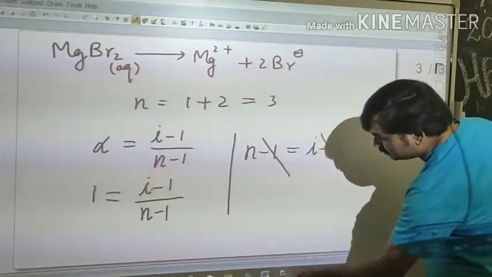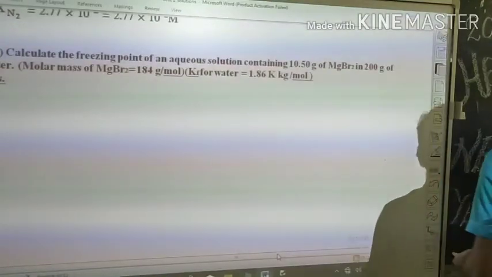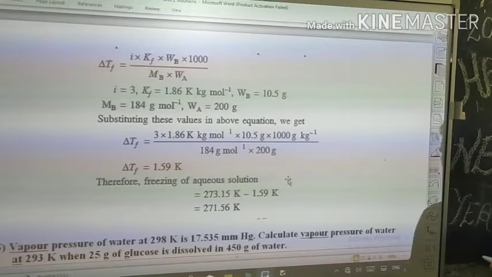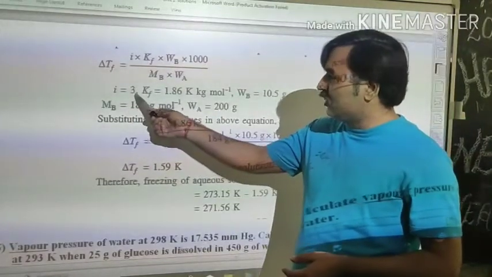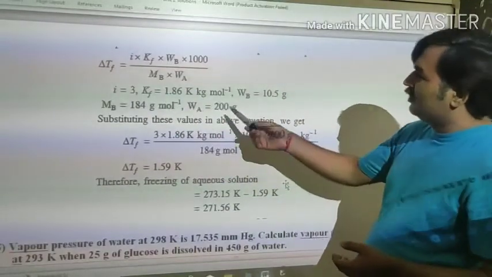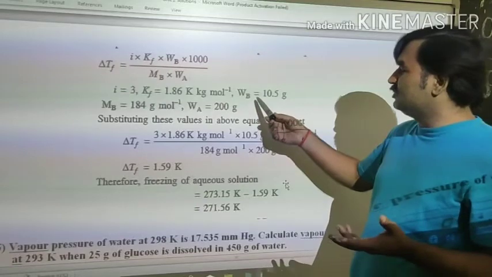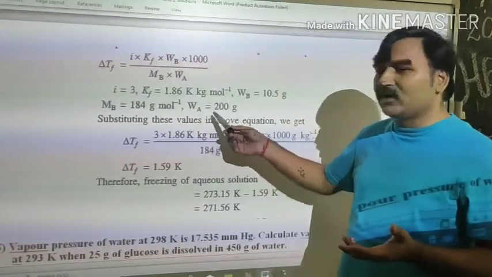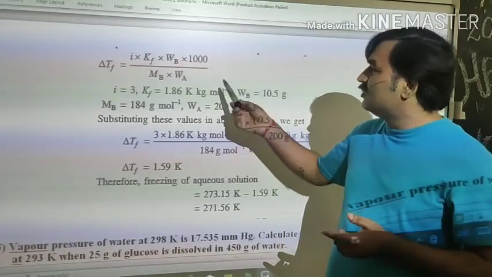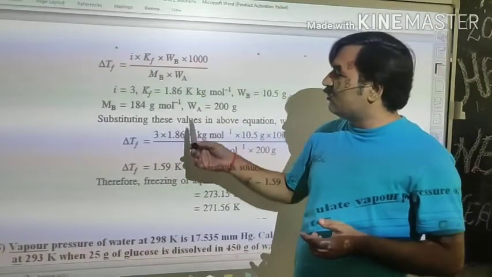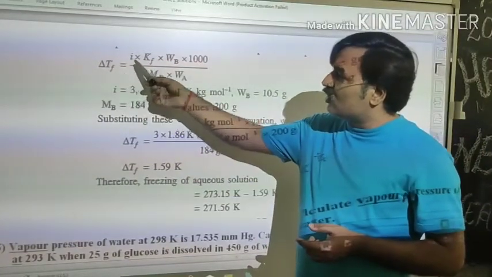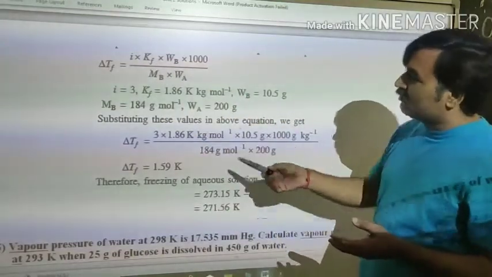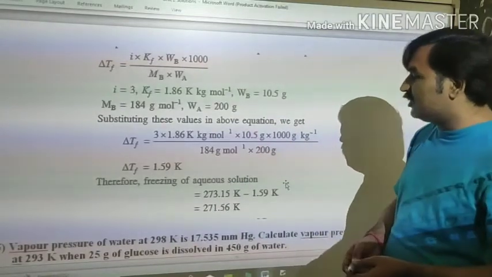So in this case, you can see here we have taken i as 3, Kf you are given, Wb you are given, Wb means mass of solute, Mb you are given, and W you are given. So you have to find delta Tf. Now put the values in this formula: delta Tf is equal to i into Kf into Wb into 1000 upon Mb into W. If you put these values in the formula, we get delta Tf.